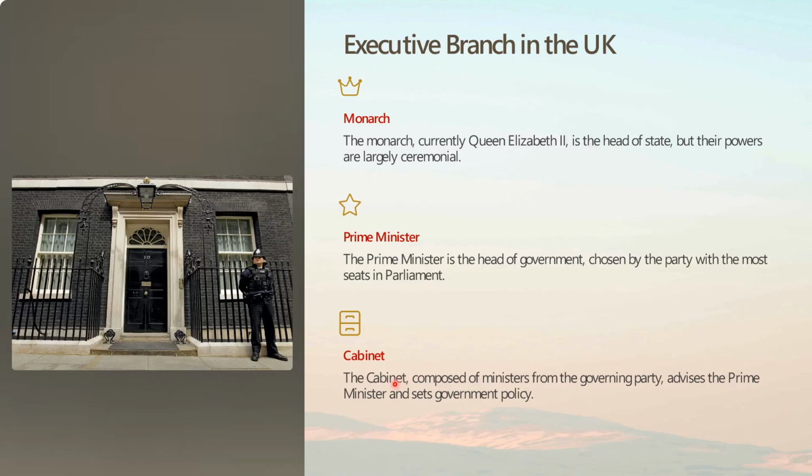And the cabinet advises the prime minister and makes key decisions on policy and governance. It is comprised of senior government ministers appointed by the prime minister. And also the civil service: the civil service provides administrative support to the government, implementing policies and delivering public services. The civil service is expected to remain neutral and impartial, serving the government of the day.